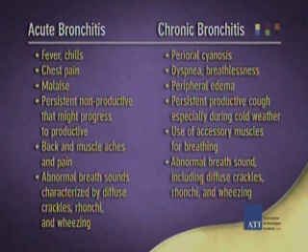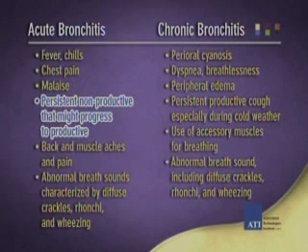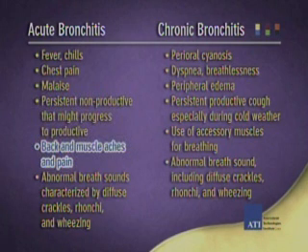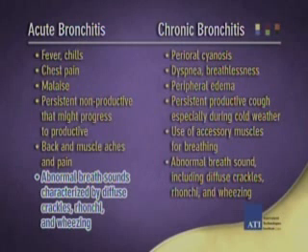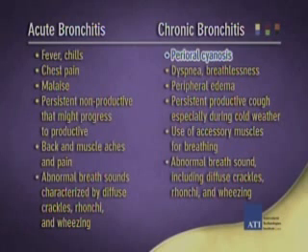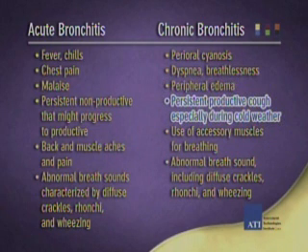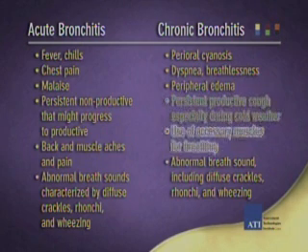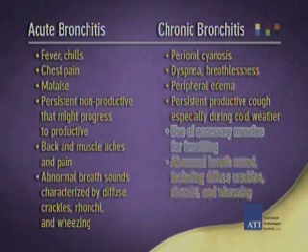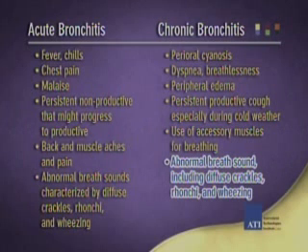With acute bronchitis, there are fever, chills, chest pain, malaise, persistent non-productive cough that might progress to a productive cough, back and muscle aches and pain, abnormal breath sounds characterized by diffuse crackles, rhonchi, and wheezing. With chronic bronchitis, there's perioral cyanosis, dyspnea, breathlessness, peripheral edema, persistent productive cough, especially during cold weather, use of accessory muscles for breathing, abnormal breath sounds, including diffuse crackles, rhonchi, and wheezing.